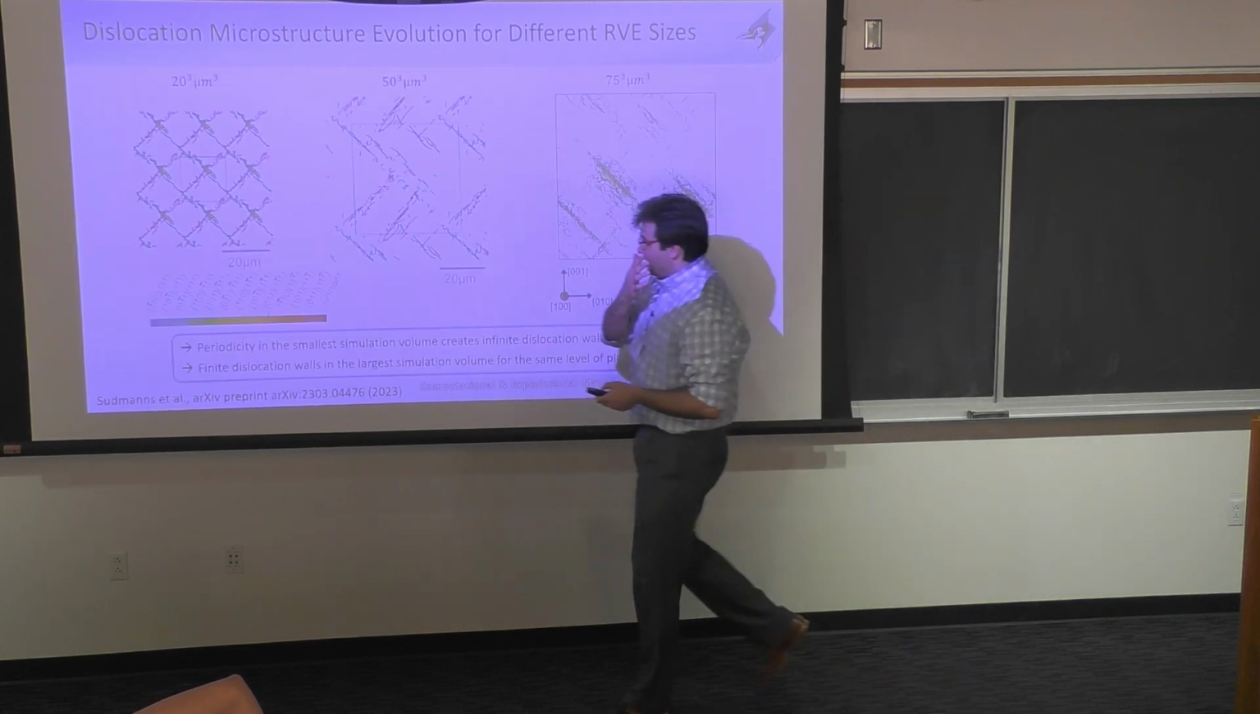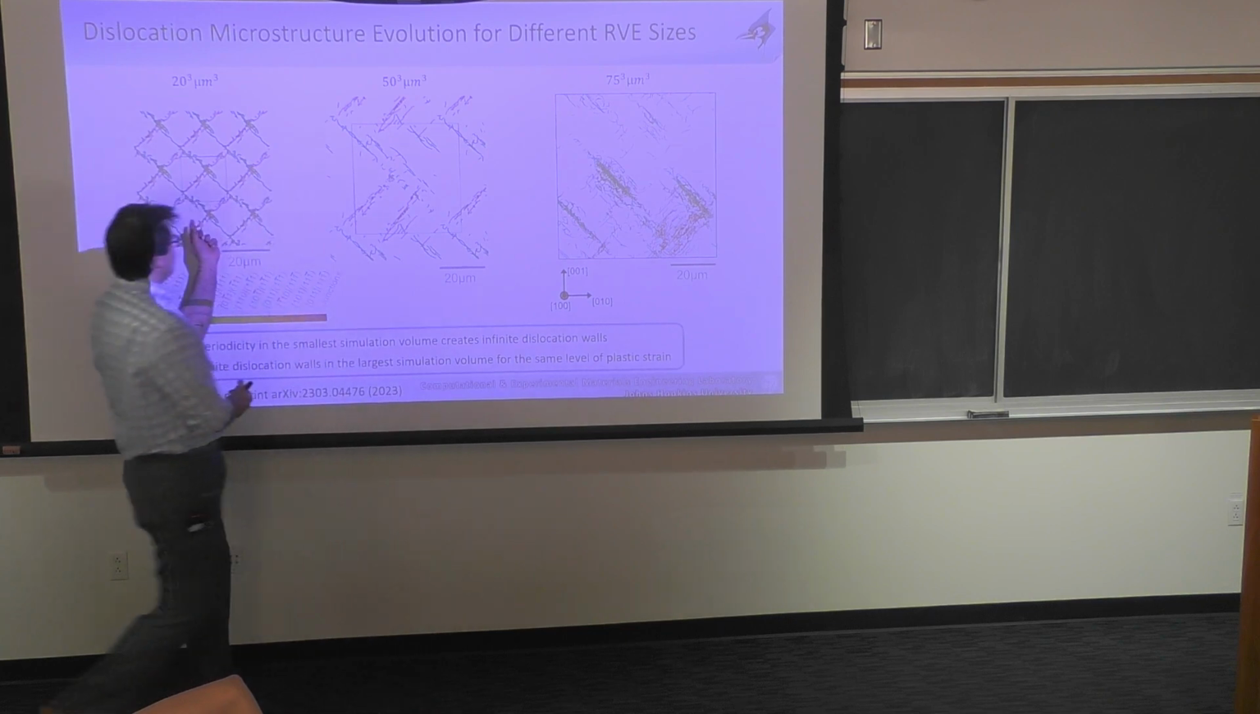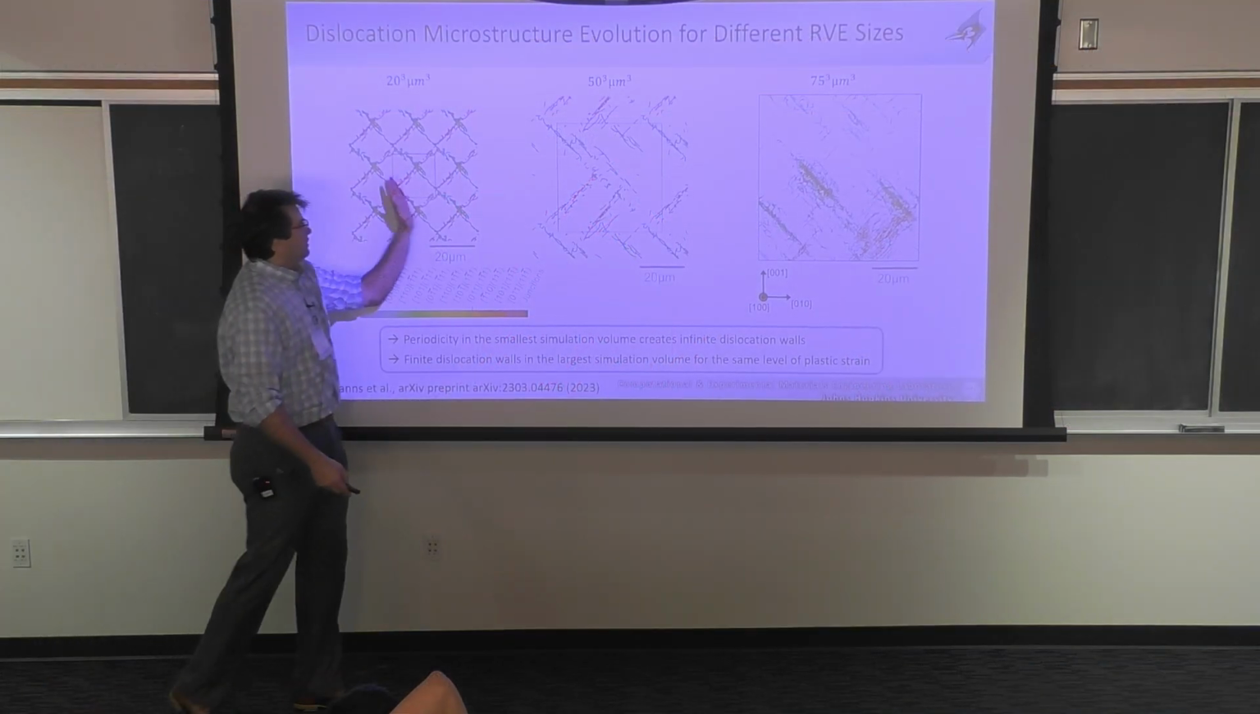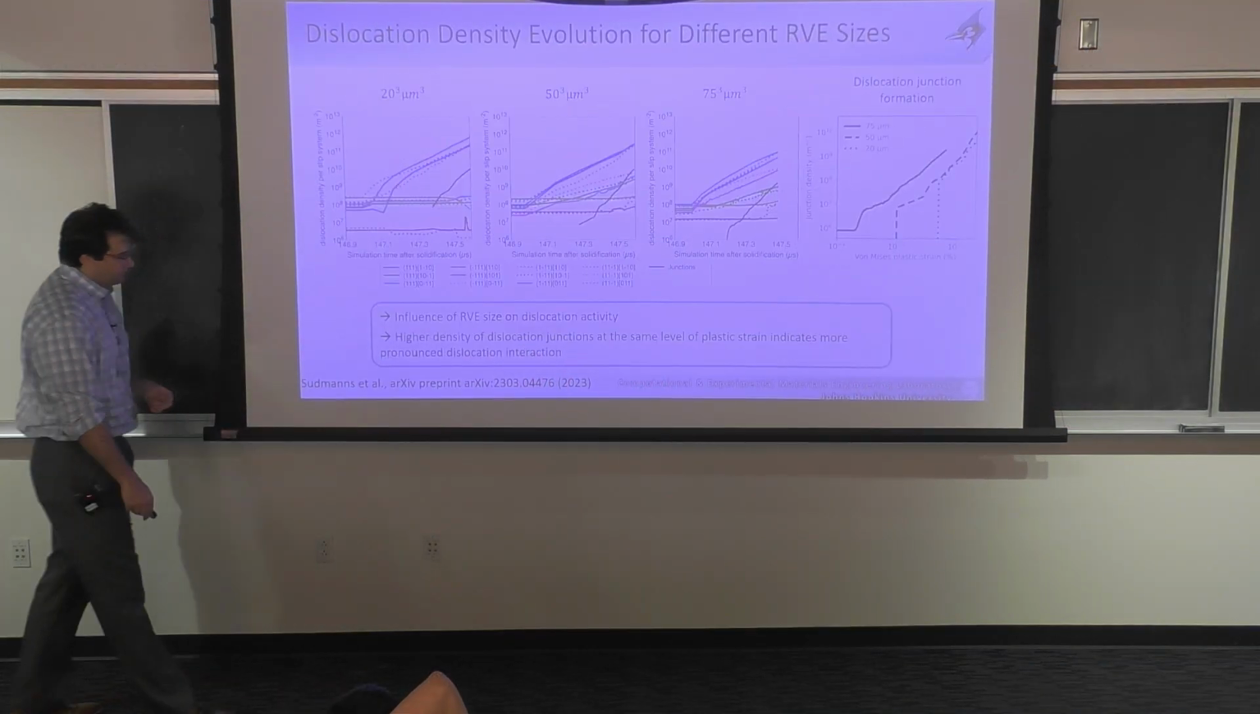Why is that? We'll get to that in a minute. Again, you can do TEM foils. This is a TEM foil extracted from the 20 with its periodic cell, then the 50 and the 75 TEM foil. Again, you can see very distinct differences in the dislocation structure: more complex, more random, a lot more representative of what is seen experimentally, as opposed to these very well-defined patterns that are forming.